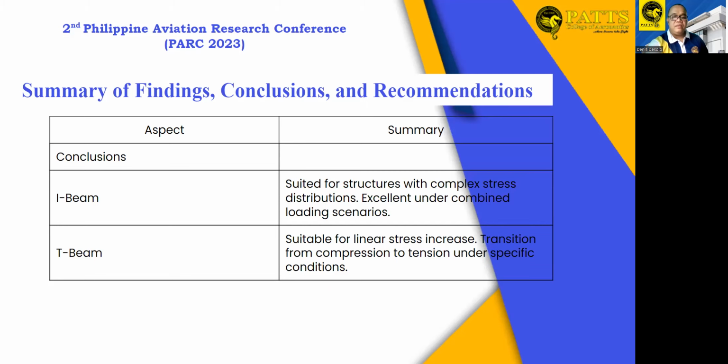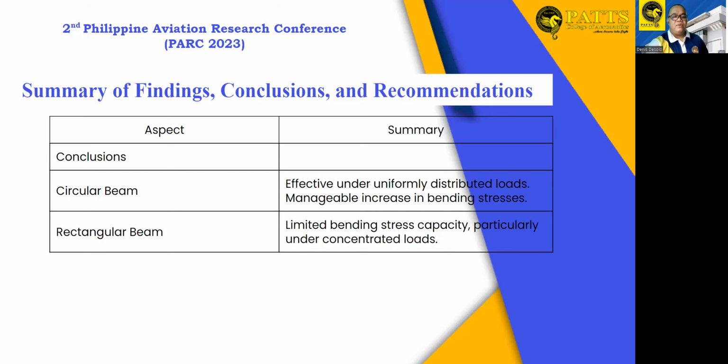the I-beams are suited for structures with complex stress distributions. They are also excellent under combined loading scenarios. T-beams are suitable for linear stress increase. However, there is a transition from compression to tension under specific conditions. Circular beams are effective under uniformly distributed loads. They are manageable with increase in bending stresses. Rectangular beams have limited bending stress capacity, particularly under concentrated loads.